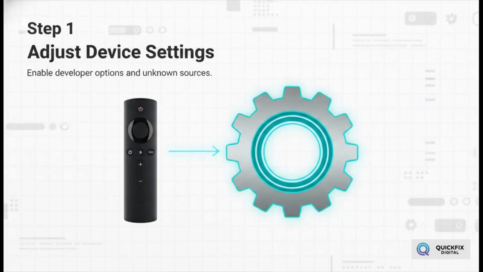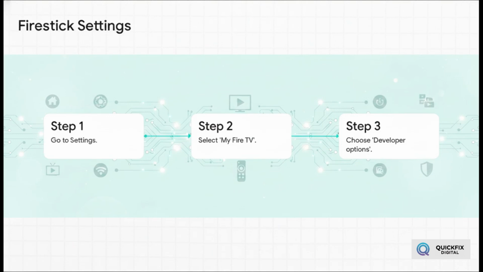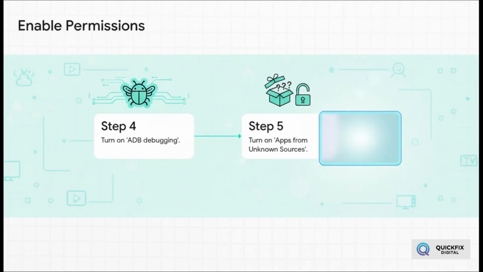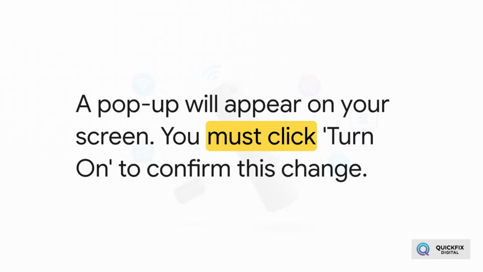All right, first things first, we need to get your Firestick ready. This part's super important. From the home screen, pop into Settings, then click on My Fire TV and find Developer Options. Now you're going to flip on two settings, ADB debugging and apps from unknown sources. You get a little warning box, no worries, just go ahead and click Turn On.